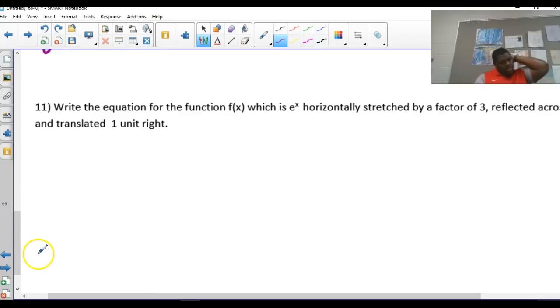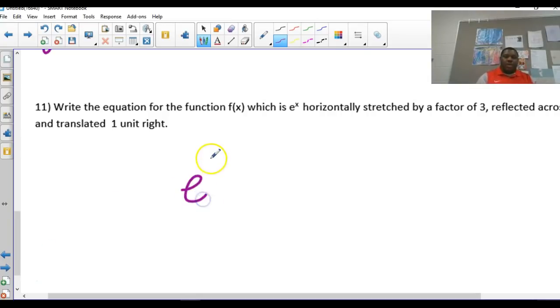And then number 11 says write an equation for the function f of x, which is the exponential. This is e to the x, guys. The horizontal stretch by a factor of 3, reflected across the y-axis and translated 1 unit right.